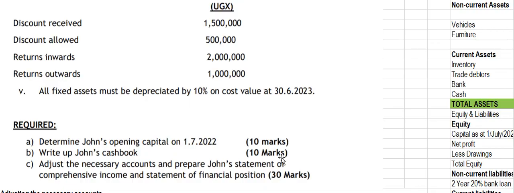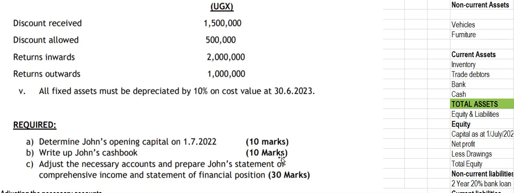Determine John's opening capital on 1st July 2022. Write up John's cash book, then adjust the necessary accounts and prepare John's statement of comprehensive income and the statement of financial position. So when you try to look at all the details, you'll see that a lot is missing.